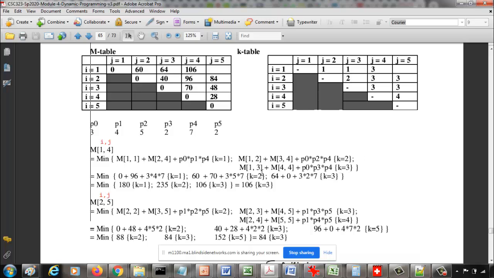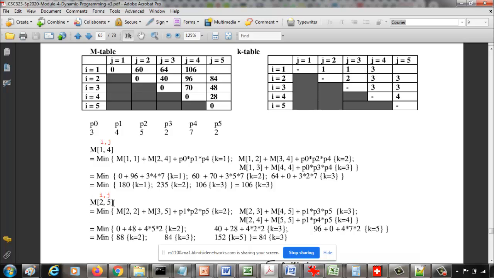Now for k equals 3, it's the same way: m of i comma k, so 1 comma 3, plus m of k plus 1 comma j, which is 4 comma 4, plus p i minus 1 times p j times p k in between. So m of 1 comma 3 we got as 64. M of 4 comma 4 is 0. Then p0 times p3 times p4 is 3 times 2 times 7, which is 42. So 106 is the minimum among 180, 235 and 106. So 106 is the minimum number of multiplications for m of 1 comma 4, and we got that from k equals 3. Okay, so we record that 106 and the k table 3.